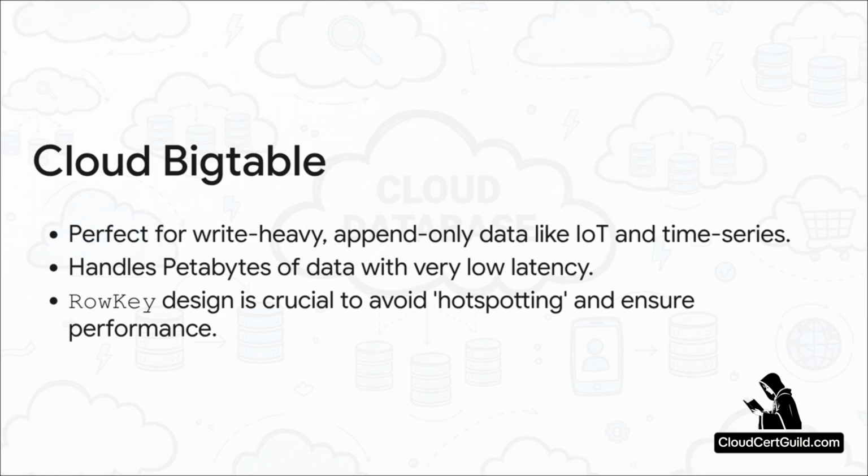It all comes down to something called the row key, the unique name you give each piece of data. If you design it poorly, say by starting every key with the current time, you create what's called a hotspot. It's like forcing every car in the city down the same one-lane road. Total gridlock. A good key design spreads that traffic out, and that's how you get that blistering speed.